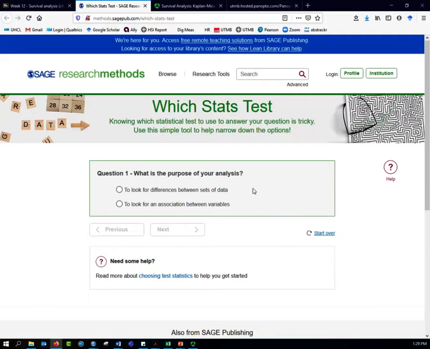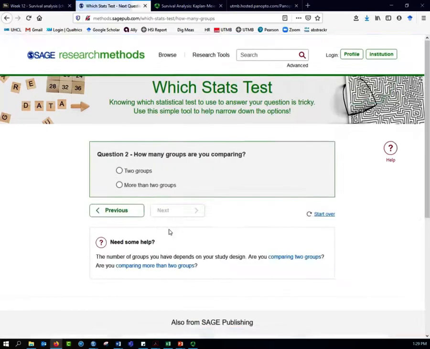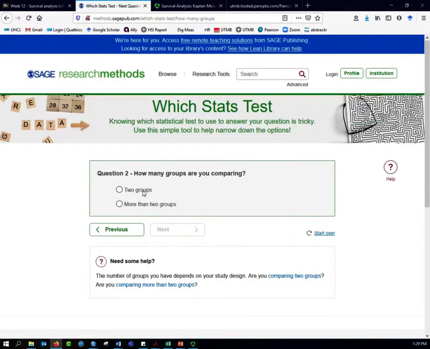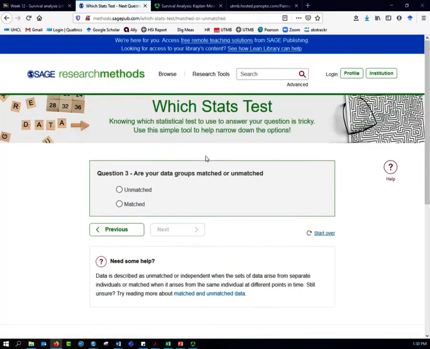So what is the purpose of your analysis? If you want to look for a difference or if you want to look for an association. Let's look at differences. Click next. And so how many groups are you comparing? 2 or more than 2? Let's say more than 2. Let me say next. Are your data matched or unmatched? Meaning, are they paired? Or are they independent? Okay, so we're going to say unmatched. I'm going to say next.